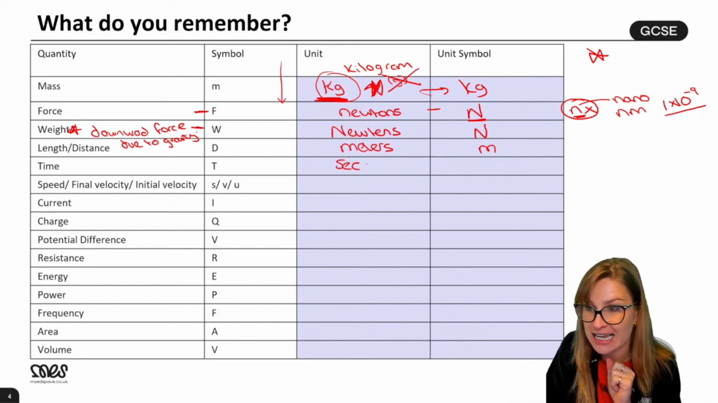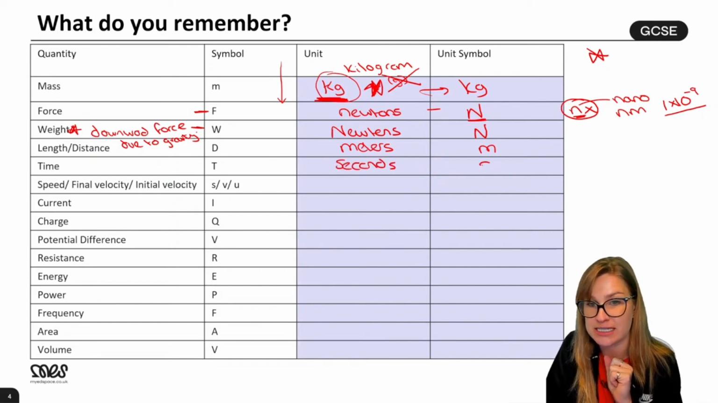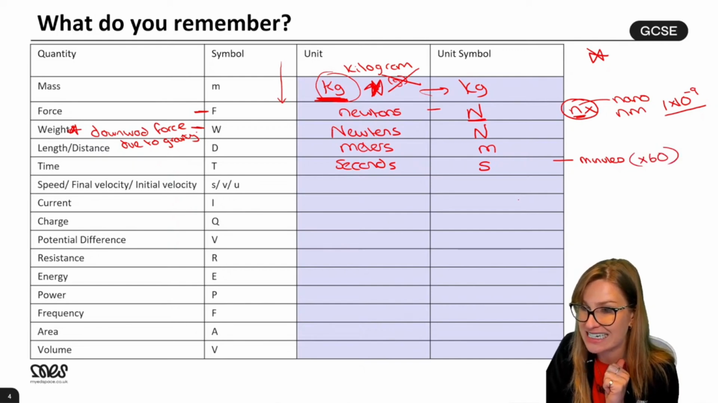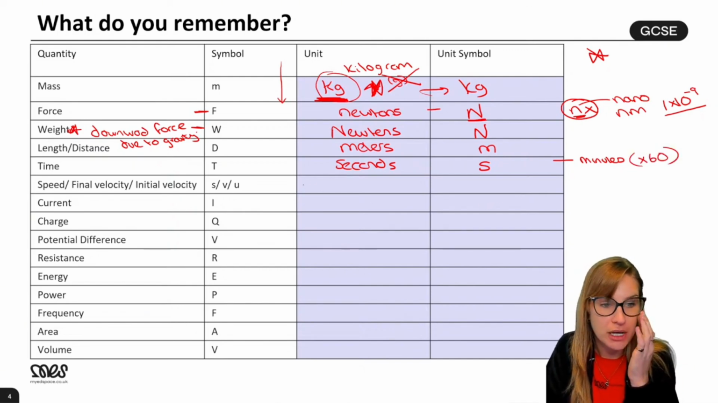Time is measured in seconds. And then something we need to be aware of, if they give it to us in minutes, we need to make sure we convert into seconds. Remember, to get from minutes to seconds, we just multiply by 60, right? There's 60 seconds in 1 minute. Okay, what about speed?